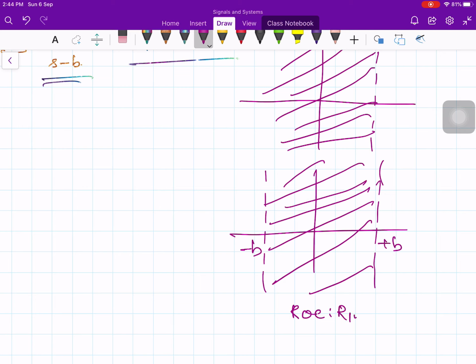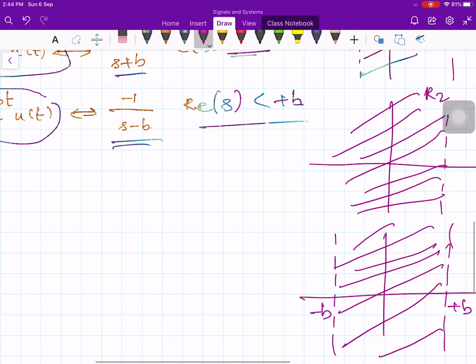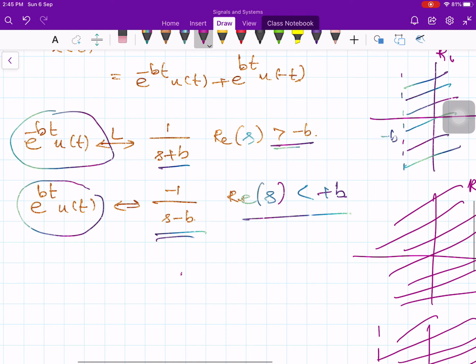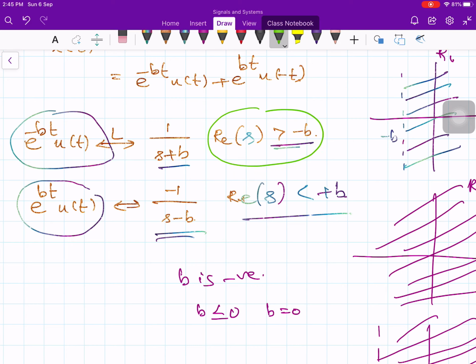Now what we are saying is, suppose you take b is negative. In this expression, let's say b is negative. If b is negative, that means b is less than or equal to 0. You can take 0 also. Then in that case, let's say b equals 0, then what will happen? This one, maybe I'll write in some other color, will become real of s greater than 0.